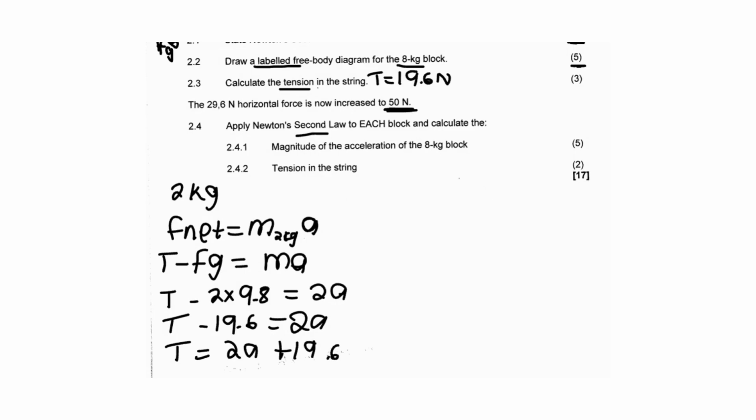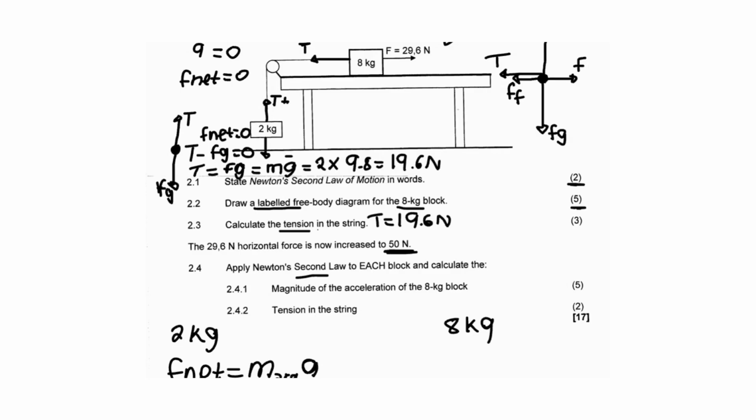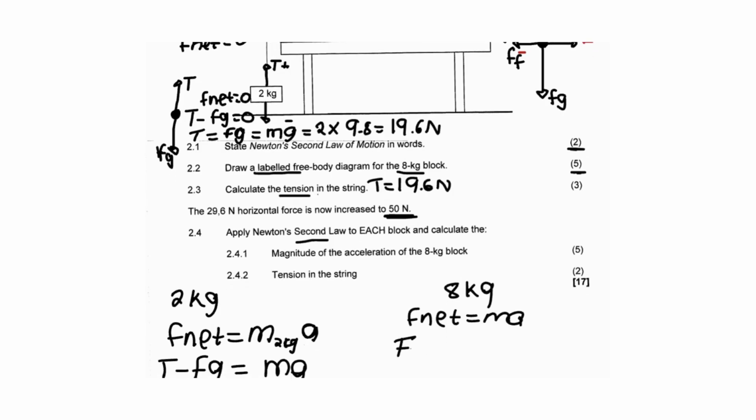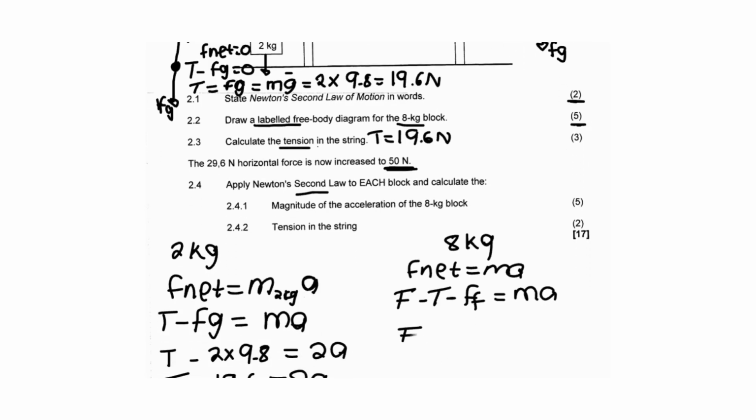So if I make T the subject of the formula, it is 2a plus 19.6. And now going to the 8 kg, let us look at the forces acting according to the free body diagram. We have tension and frictional force in the opposite direction, meaning we give them negatives, but the applied force is positive. So F net equals ma, and under F net we have applied force minus tension minus frictional force equals ma. I just want to make T the subject of the formula, so applied force minus frictional force minus ma equals T.